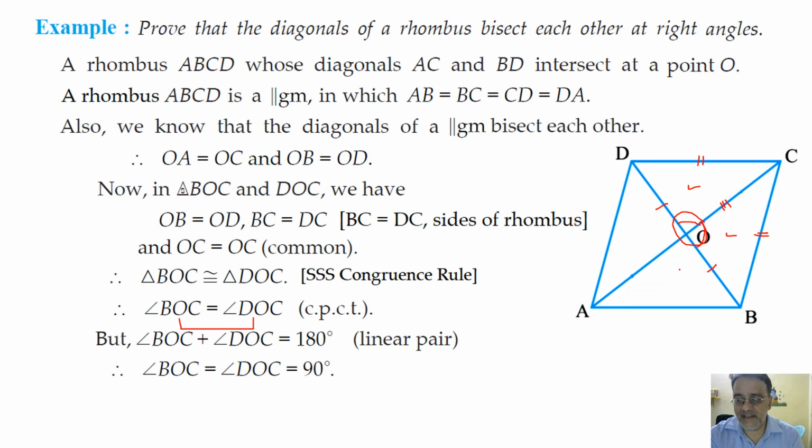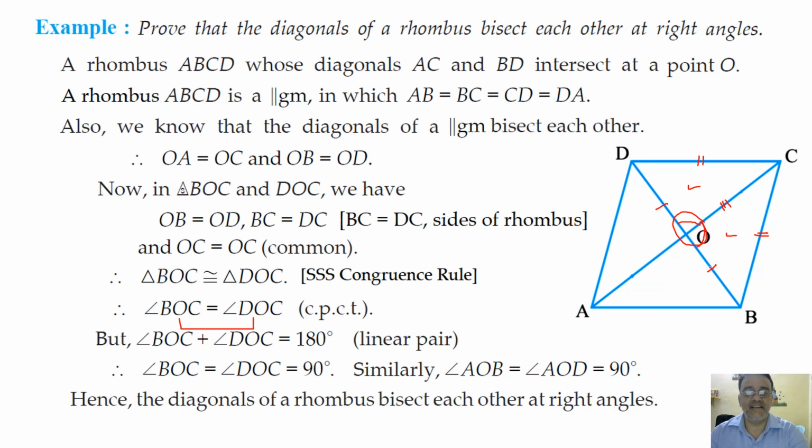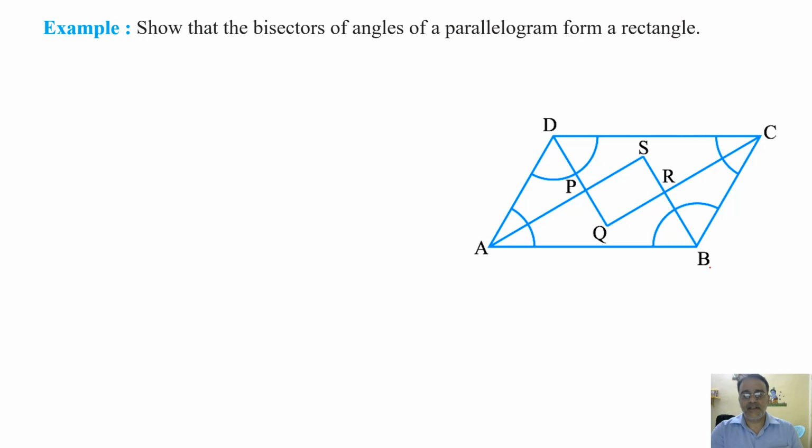Right. Similarly, ये दोनों angles को भी हम लोग prove कर सकते हैं 90 degree. So hence the diagonals of a rhombus bisect each other at right angle. Any doubt? No, sir. Okay. Now another very important example.